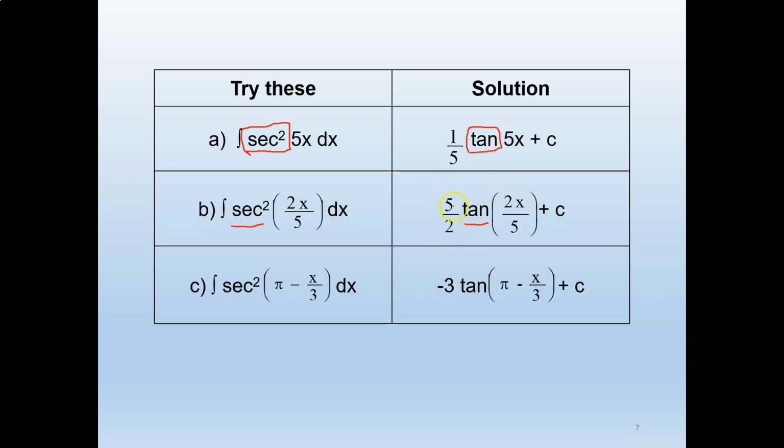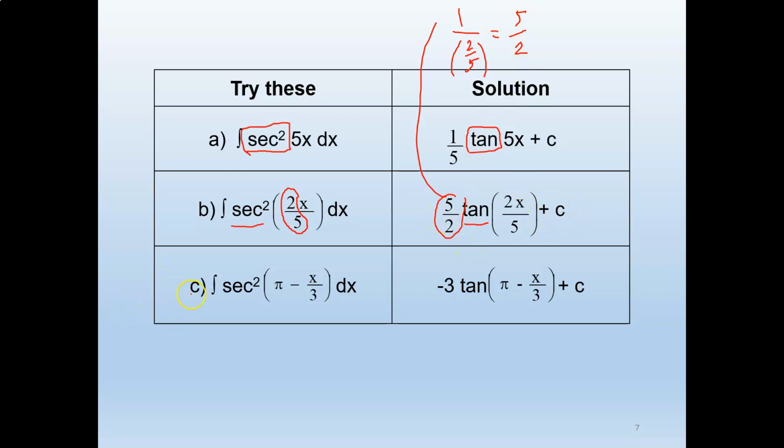And how do I get 5 over 2? 5 over 2 here is from 1 over 2 over 5. This is because of this one, 2 over 5. So 1 over 2 over 5. Bila you tekan calculator, you will get 5 over 2. That's why dia dapat 5 over 2 over here.